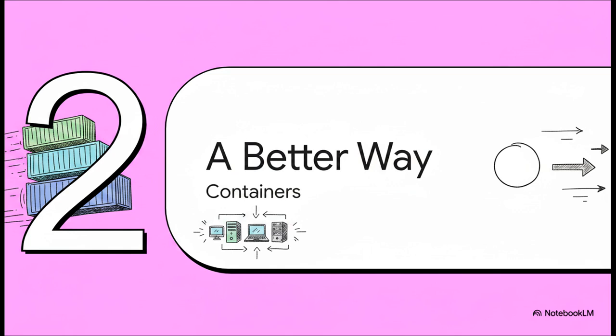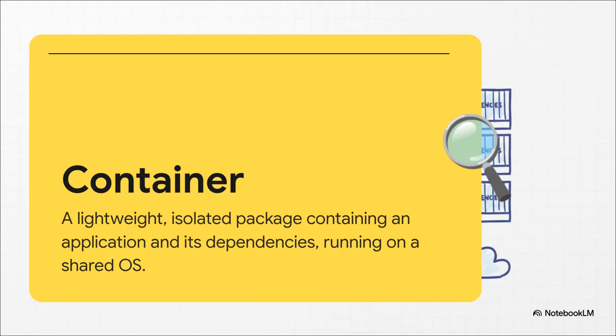And that's when the hero of our story walks in: containers. This is the technology that Docker made famous. And right here, this is the key difference. A container is not a whole new computer. Think of it more like a neat, tidy, lightweight little box. Inside that box is your application and only the absolute bare necessities it needs to run. It's totally isolated, but it doesn't have to drag a whole operating system around with it.